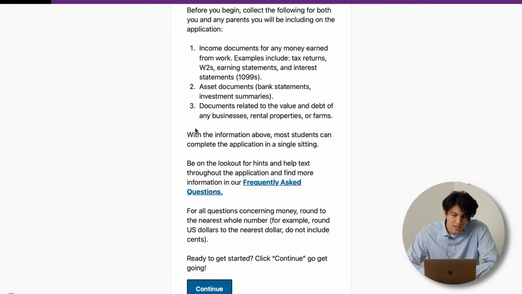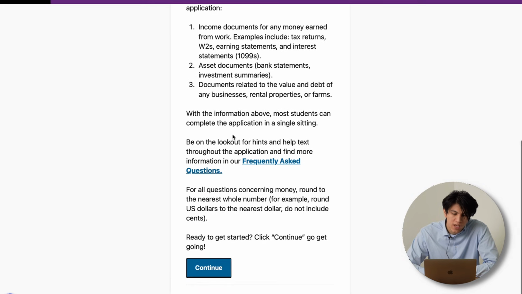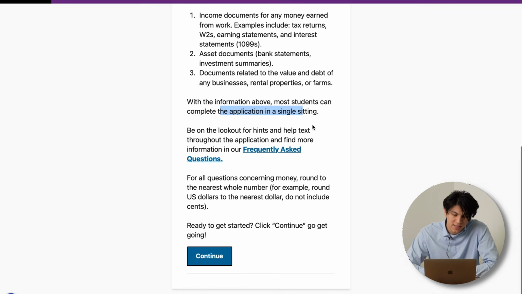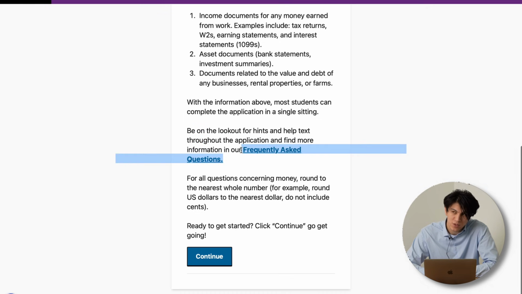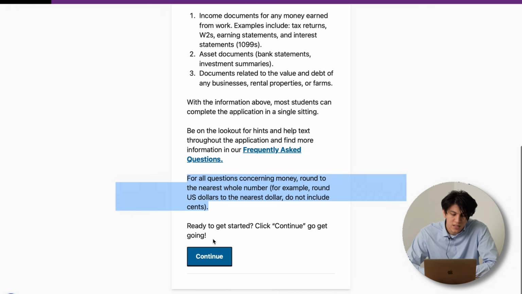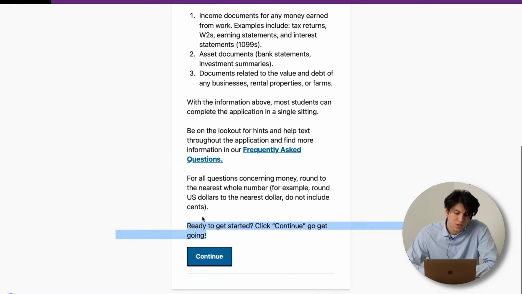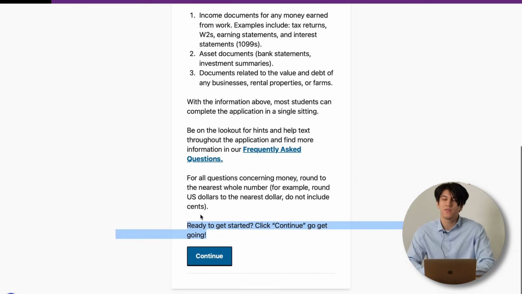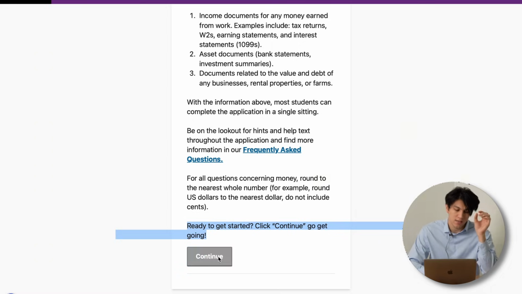With the information above, most students can complete the application in a single sitting. Be on the lookout for hints and help text throughout the application. Find information about frequently asked questions. For all of the questions concerning money, round to the nearest whole number. For example, round the US dollars to the nearest dollar. Do not include cents. Ready to get started, click continue to get going. So this is what we will be following today. Let's get started.